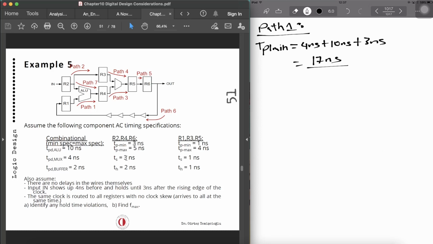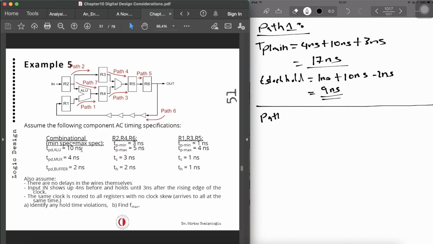That's the first answer. Then the T slack hold is going to be the minimum of R1, which is 1 nanosecond, plus the propagation delay. There's no min max, it's just average, so 10 nanoseconds again. And the hold time of R4 is 2 nanoseconds, so minus 2 nanoseconds. So this will give us 11 minus 2, 9 nanoseconds. So that's path 1. Repeat the same thing for path 2 and the other paths.